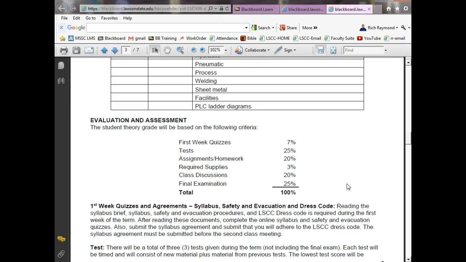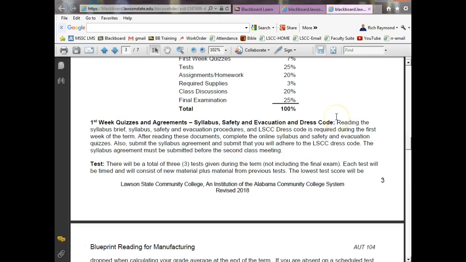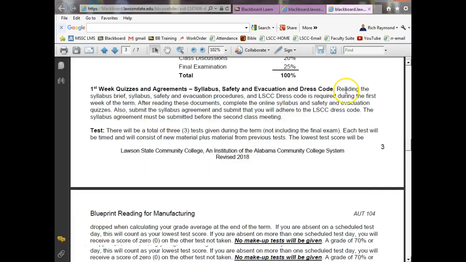So you have to read that book. You have to have the textbook. If you're one of those that thinks you can get by without the textbook, in AUT 104, there's no way in the world. This talks about the first week quizzes and agreements. You got to read the syllabus, the evacuation, the dress code. We have agreements that you have to submit. We have quizzes that you have to take. I think there's a safety quiz up there. There's a syllabus quiz. There's not a quiz on dress code. I always say you're going to adhere to the dress code.